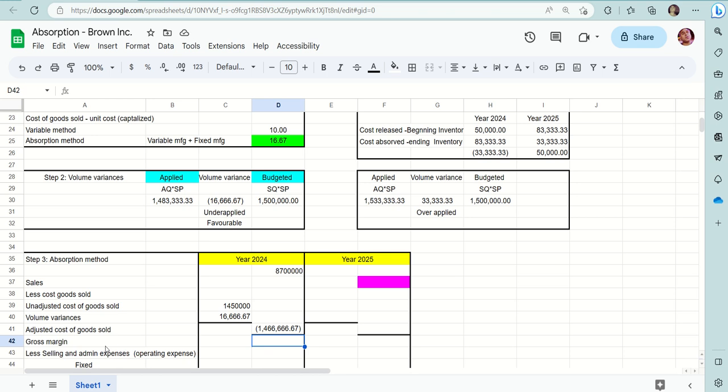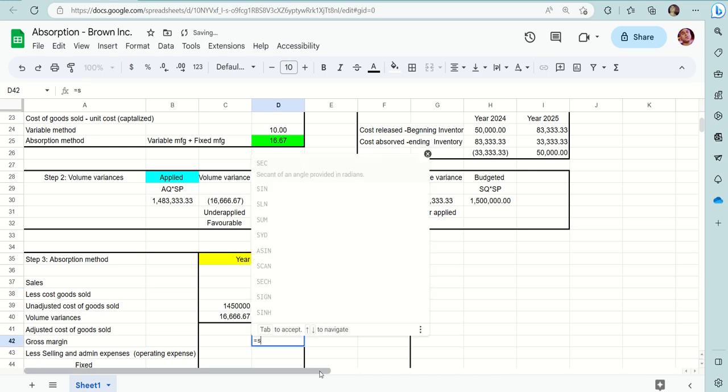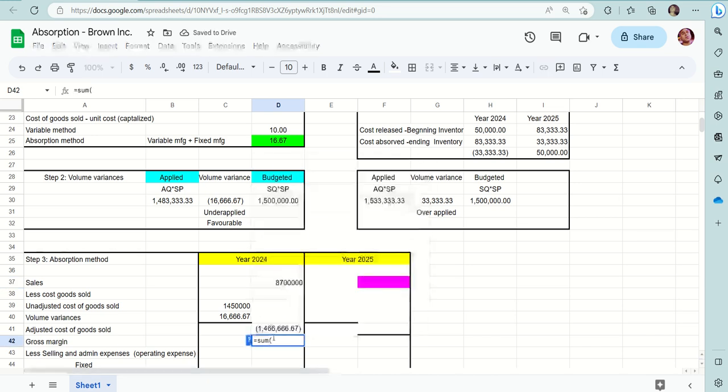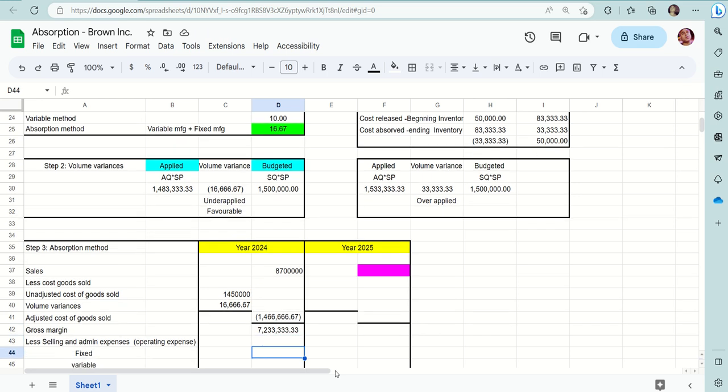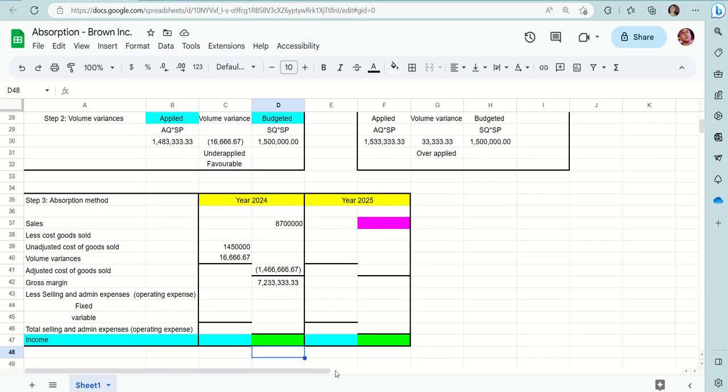To find gross margin, we simply subtract the cost of goods sold from the sales amount, or we could just find it this way. Okay, so now I think this is better. It's less error prone.